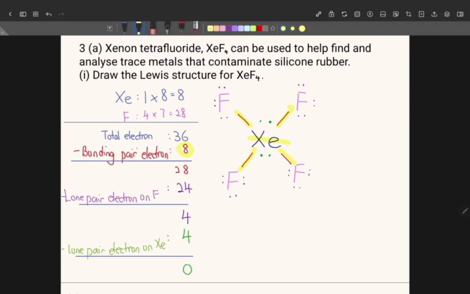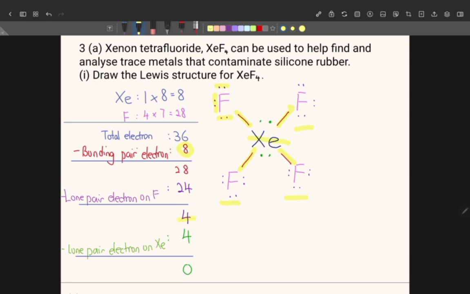Next, we want to add the electrons on F, the terminal atoms, first. F already has 2 electrons here, so we need 6 more electrons to achieve a stable octet. So for F, I add 2 here, 2 electrons here, and 2 electrons here. So the total is 6. For these 4 fluorine, we add 6 electrons on each. So 6 electrons times 4 fluorine equals 24. So we have 4 electrons remaining.